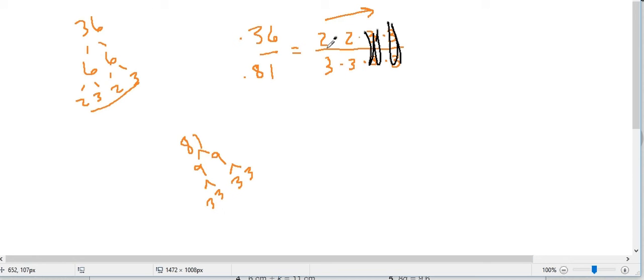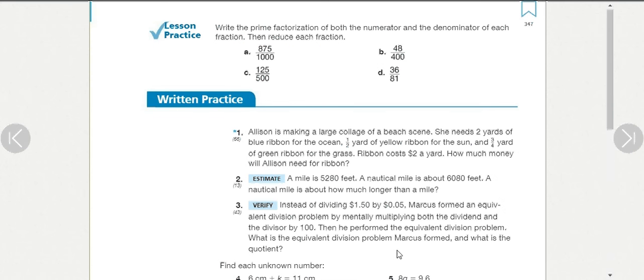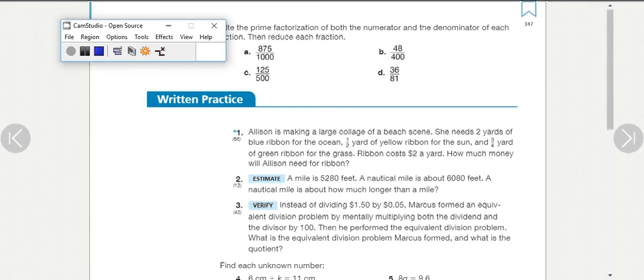Why can't I cancel here or here? Because these are different factors, and I can't cancel here because they're both in the same term. So I've got 2 times 2 over 3 times 3. Can I reduce that? Nope. It's going to be as far as it can be if I did all of this stuff properly. So 36 over 81 is 4/9. Why don't you try A, B, C, try 2 of those and show me the work.